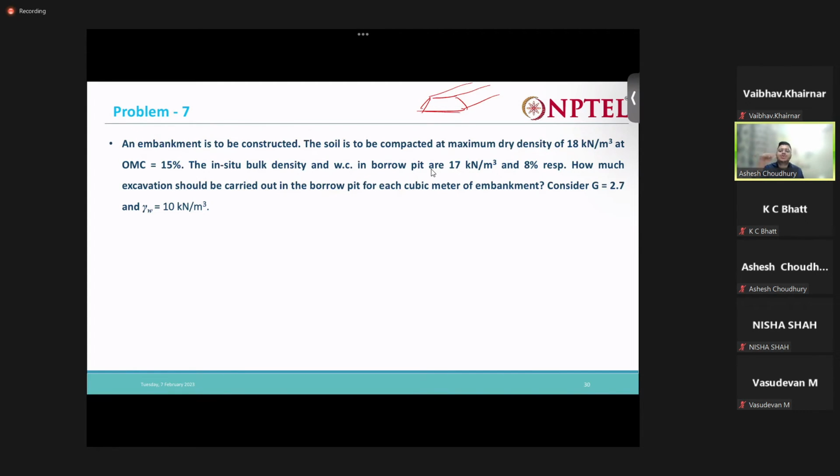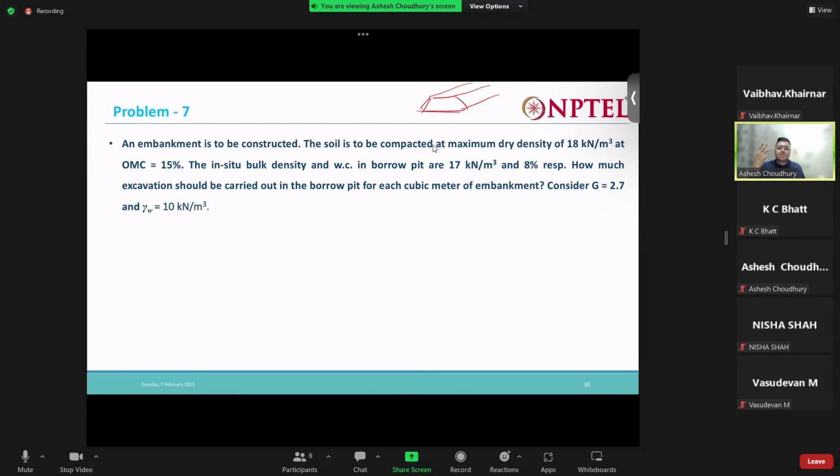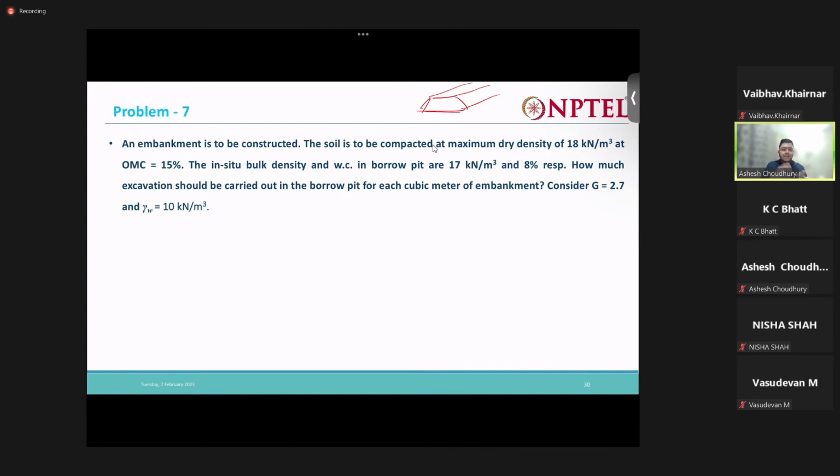So how much excavation should be carried out in the borrow pit for each cubic meter of the embankment? Our embankment is to be constructed, and it should have the dry density parameter fulfilled. The condition is that the dry density should be 18 kilonewton per meter cube at an optimum moisture content of 15%. This is the condition that should be followed while constructing the embankment. So our question is how much soil we need to carry from the borrow pit to fill each meter cube of the embankment.